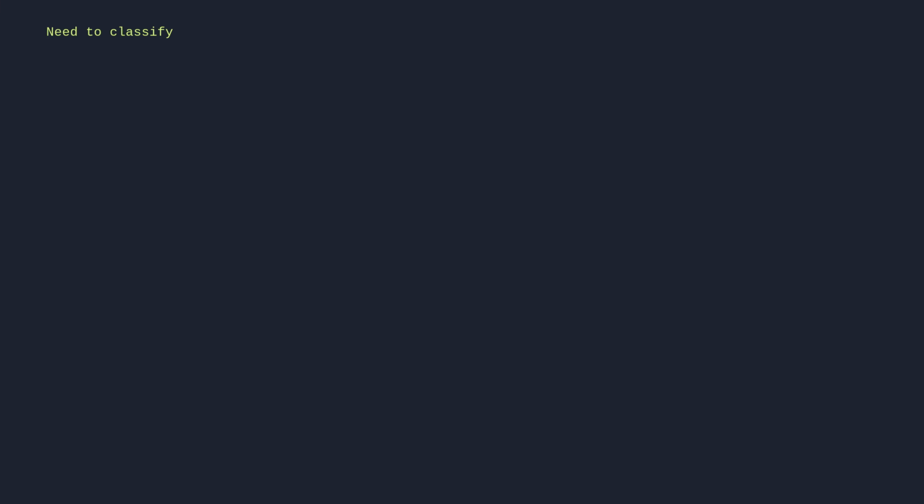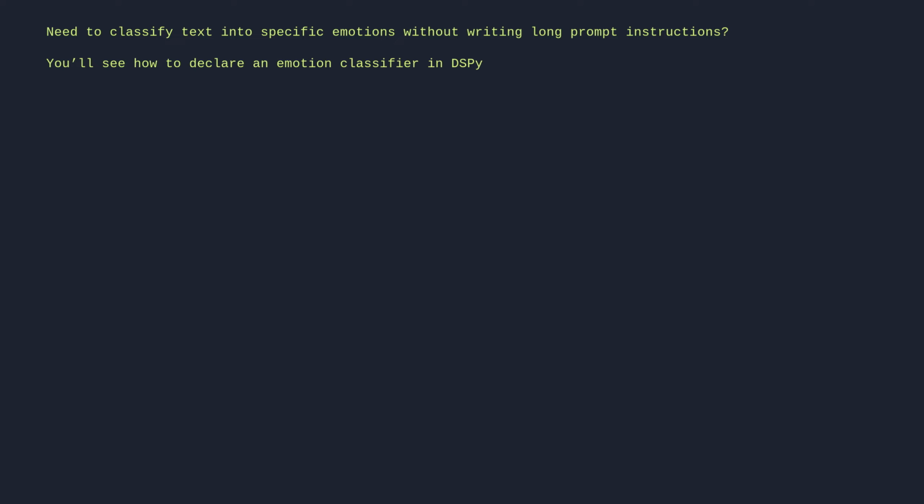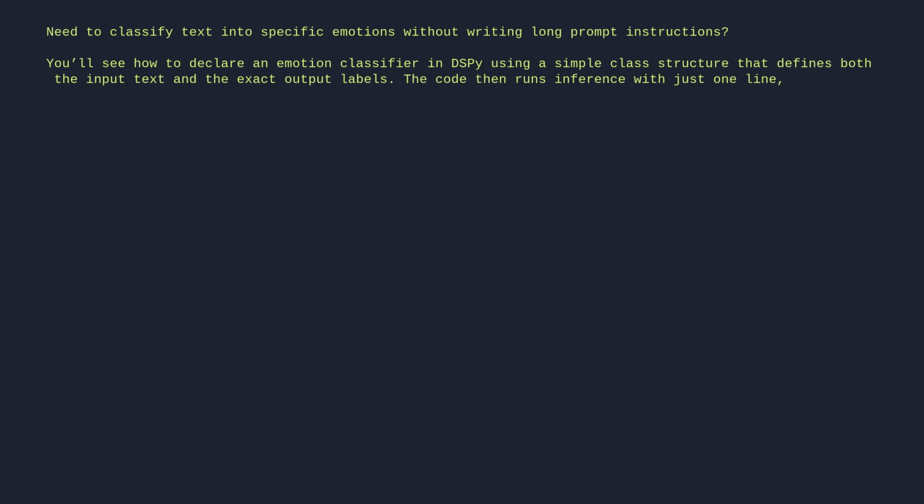Need to classify text into specific emotions without writing long prompt instructions. You'll see how to declare an emotion classifier in DSPy using a simple class structure that defines both the input text and the exact output labels. The code then runs inference with just one line, keeping everything clean and focused on the task.